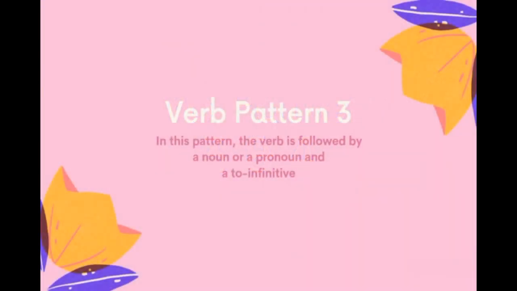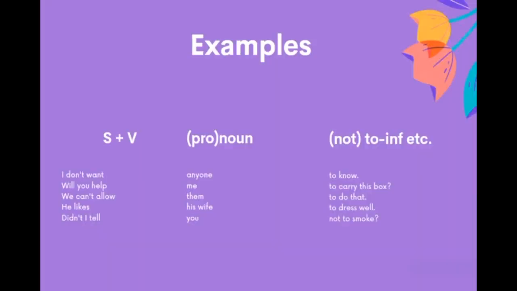In this video, we will discuss verb pattern 3, the pattern in which the verb is followed by a noun or a pronoun and a to infinitive. Here we have the pattern for verb pattern 3. The pattern is subject plus verb plus noun or pronoun and then plus to infinitive, that can be followed by some other words. Or in a negative sentence, it is also preceded by not before the to infinitive.